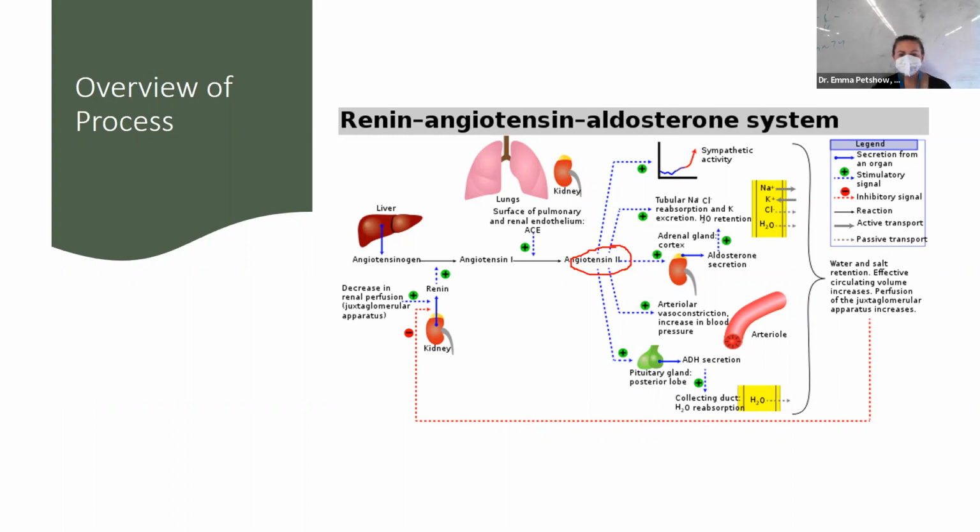And there are some negative feedback loops that occur. So once we get to angiotensin 2, we're going to see an uptick in sympathetic activity. We're going to see an uptick in sodium and chloride reabsorption and potassium excretion. We're also going to see an increase in water reabsorption because water tends to follow sodium, right, due to osmosis. On the adrenal gland cortex, we're going to see an increase in aldosterone secretion.